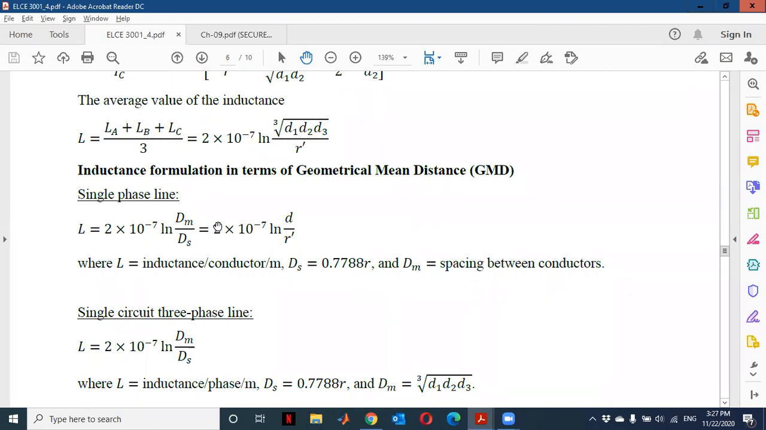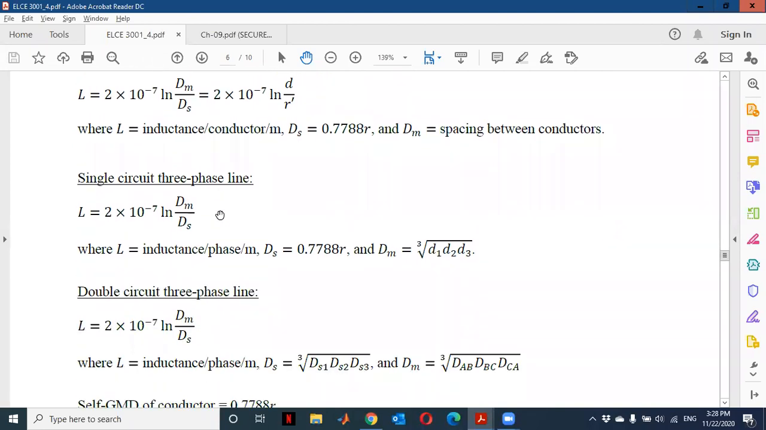Okay, what if we have a single circuit with a 3 phase line, meaning we have line A, line B, and line C? We will have the same equation again, but dm is changing. dm is the cubic root of d1, d2, and d3, and ds always equals r dash.